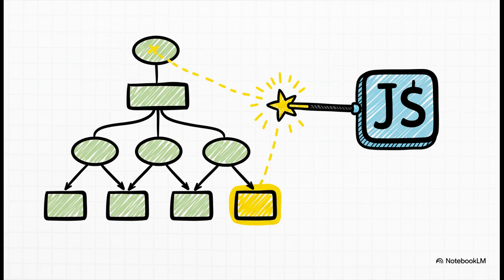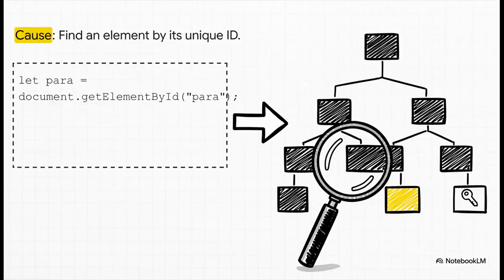It's what gives us the power to walk through this tree, find any element we want, and then tell it what to do. It's basically the magic wand that lets us control this living structure. Now, one of the most direct ways to find an element is by giving it a unique ID. In your HTML, an ID attribute is supposed to be one of a kind on the page. So a line of code like this one is super specific.